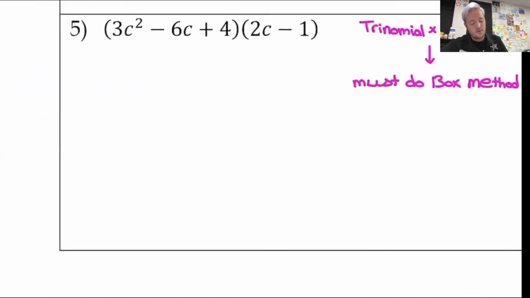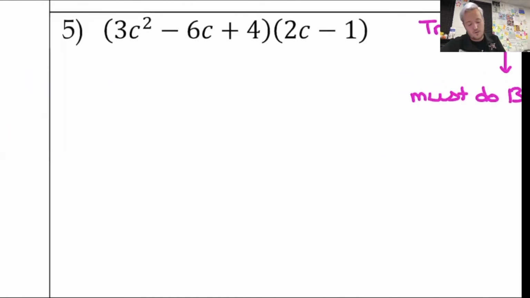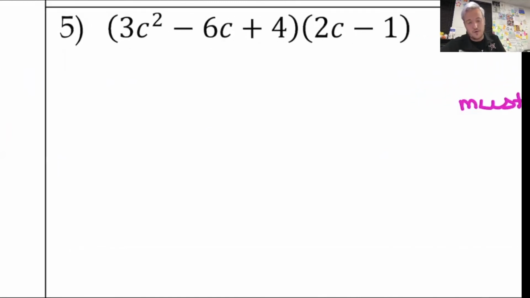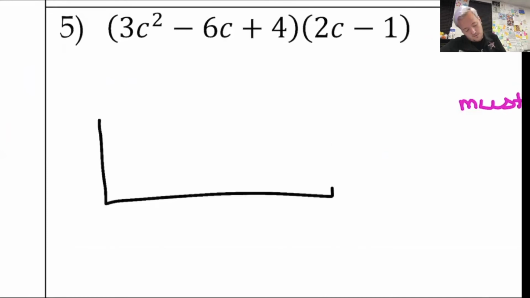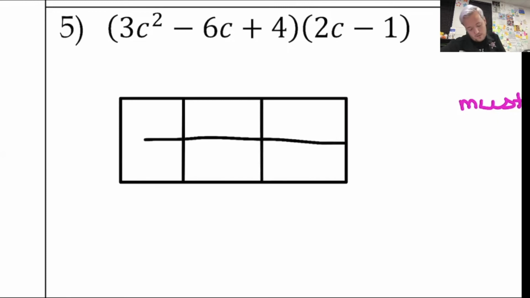All right. So the great thing about box method is you can adjust the rows and columns. So because we have 3 terms in a trinomial, I'm going to give my box here 3 columns instead of 2. All right, so I'm going to do 1 column here, another column here. All right, and I'm going to split it down the middle so that I can give myself 2 rows.